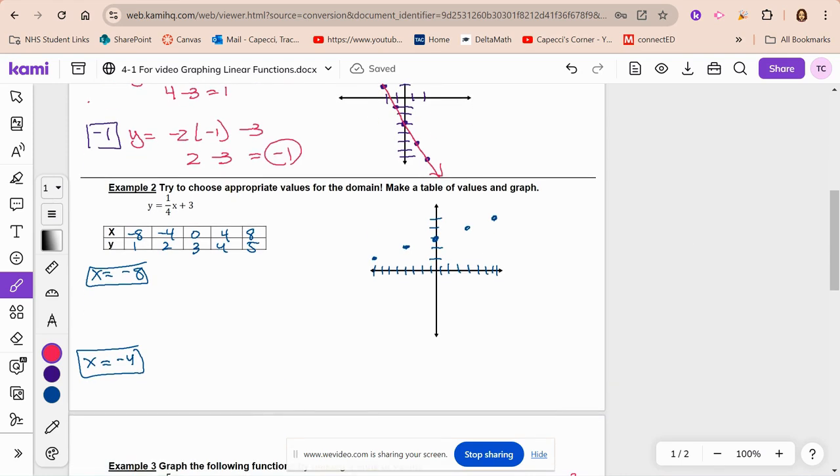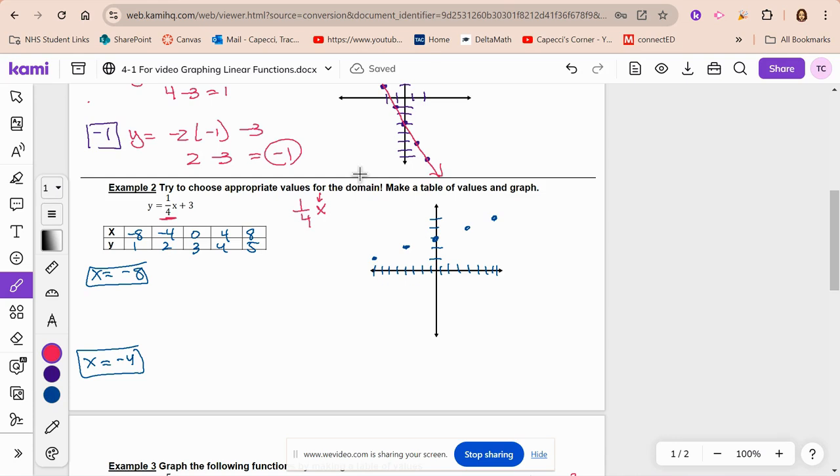This one has a fraction, so that's a little tricky. Now, again, we can always use decimals when we're graphing, we just have to estimate. But what I did instead was, we have 1/4, which is a slope, times x. So I just picked values for x that were going to make my life easier. I picked values that would be multiples of 4, right?